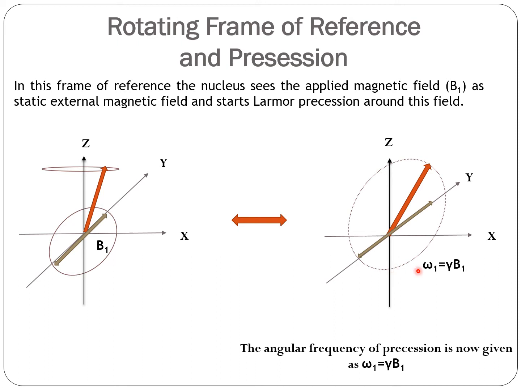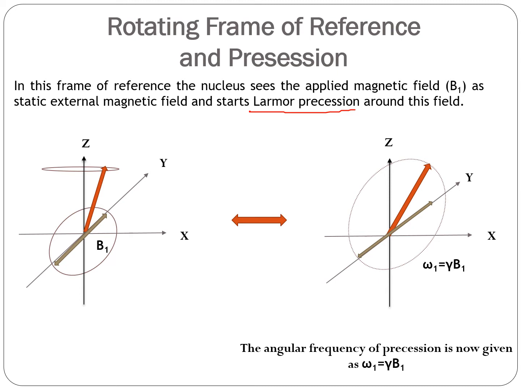Now we have a new term, omega 1 equal to gyromagnetic ratio times B1. This is the new frequency, also called Larmor precession. So now a new path has appeared for the bulk magnetization, and it revolves around this one.